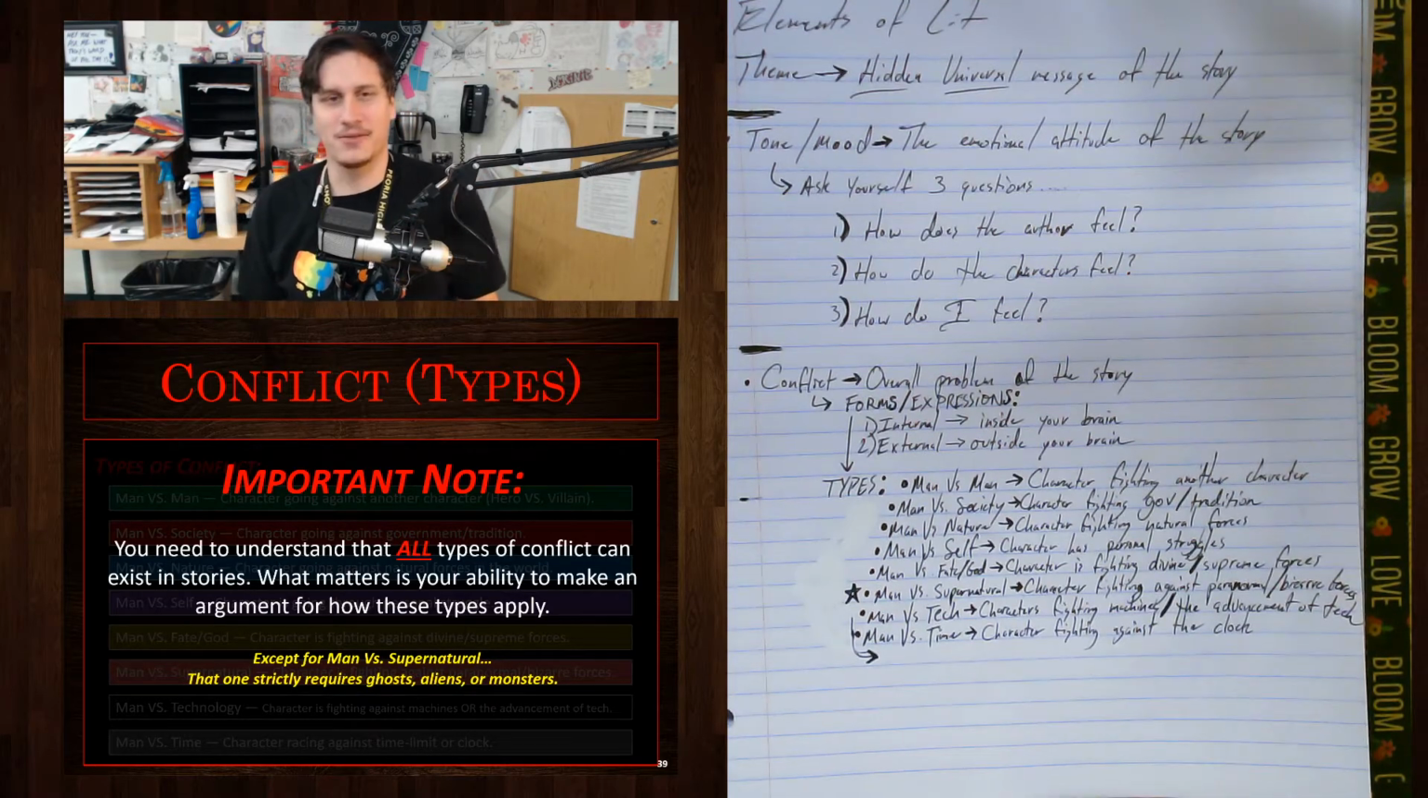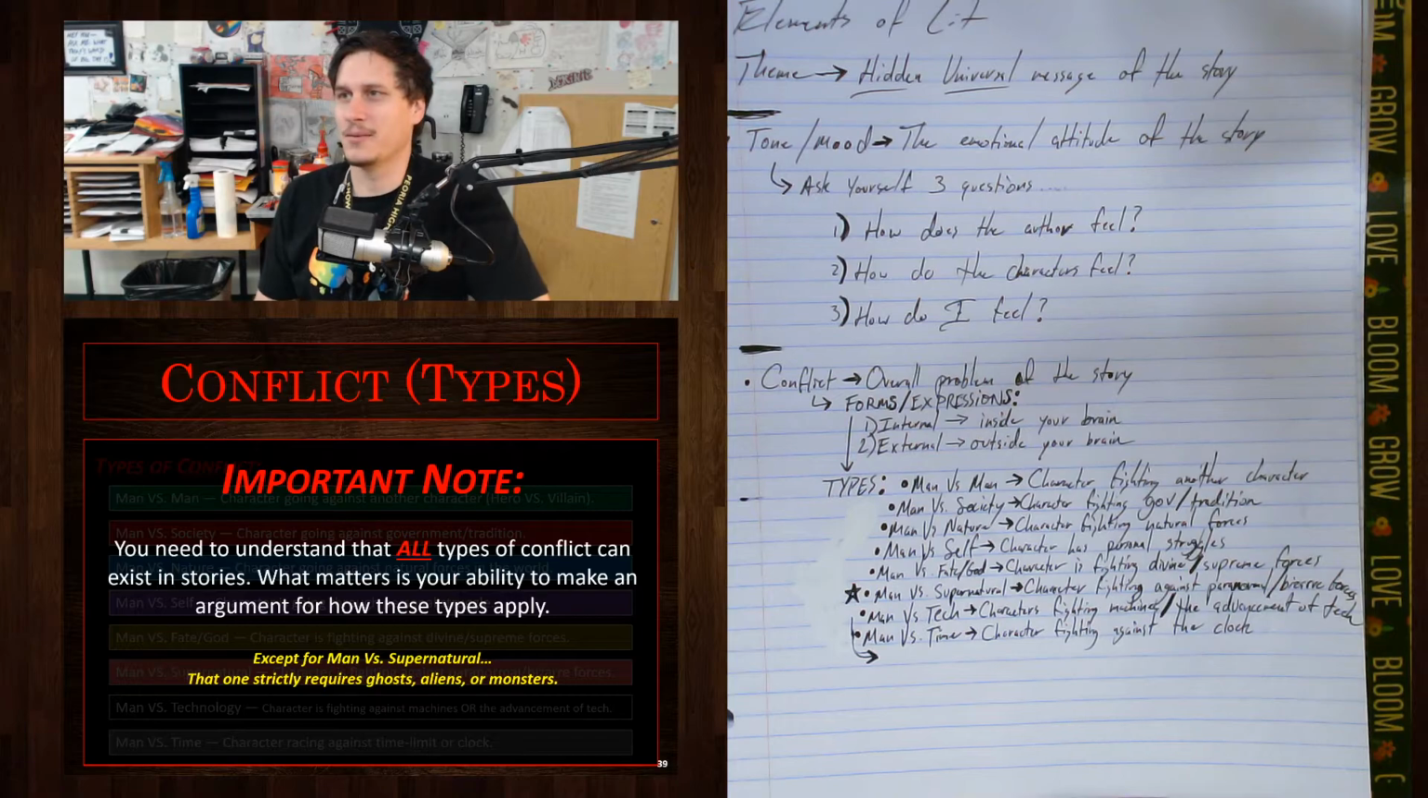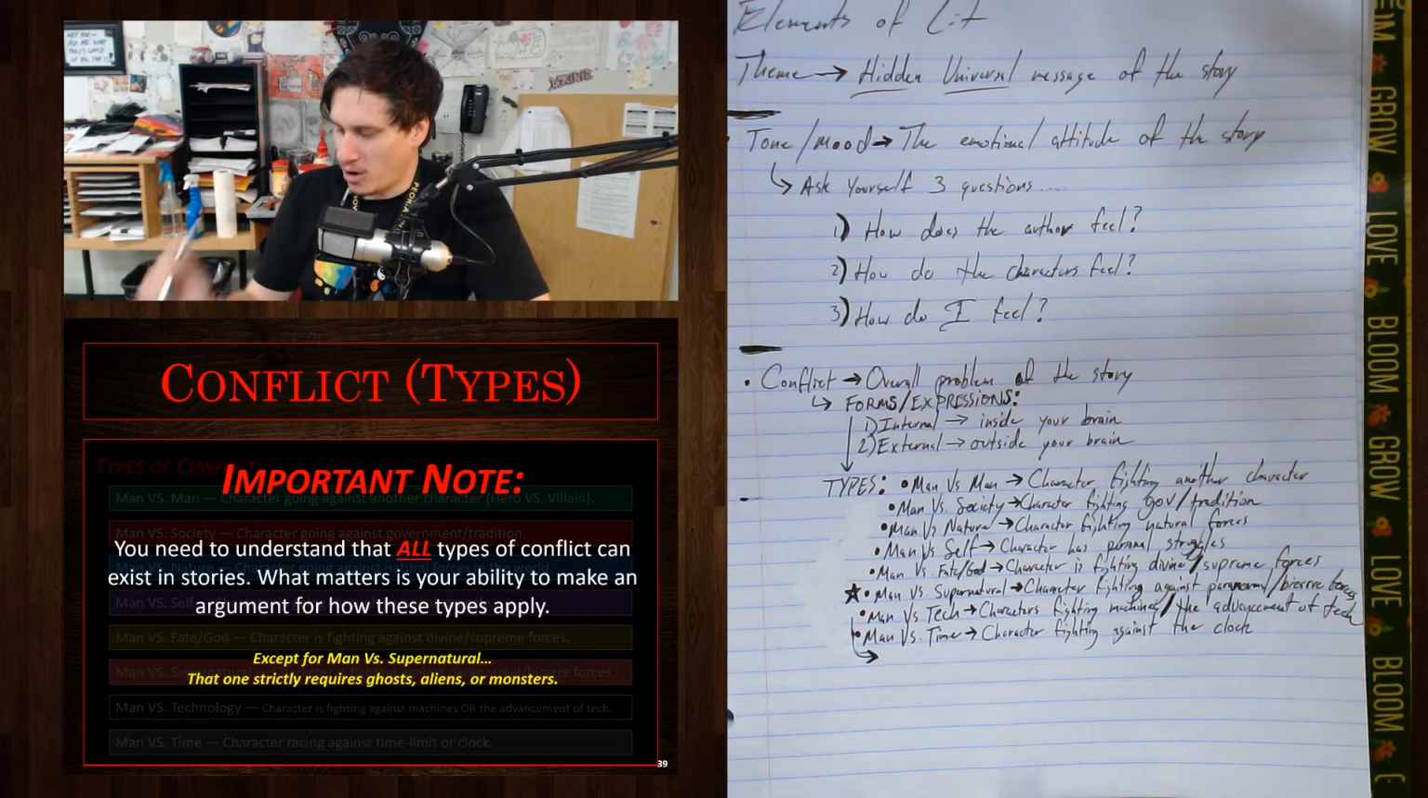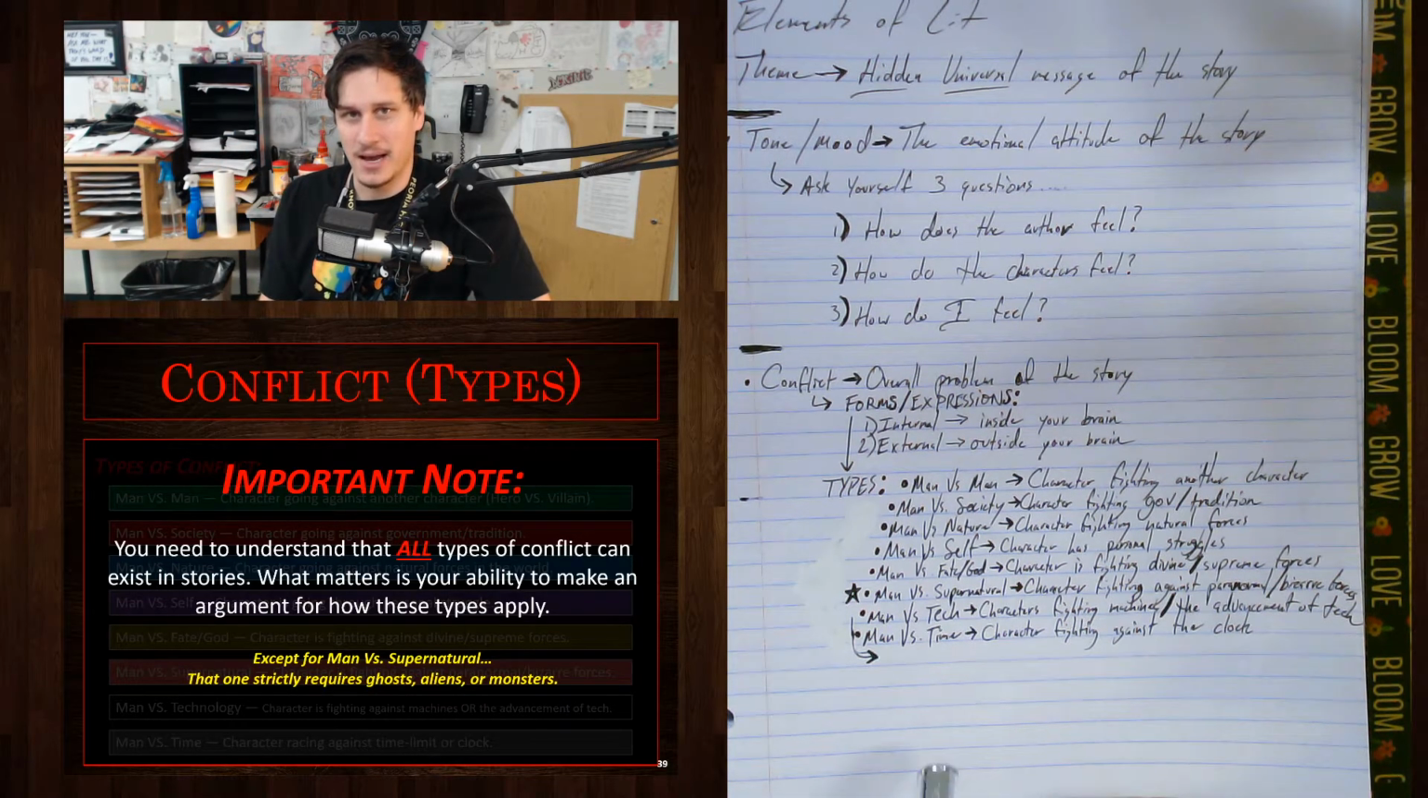All these types of conflict are there. You could do the same thing with Frozen or any other Toy Story film, any other Disney or Pixar film, okay? I hope that makes you understand that all stories have these somehow. You just have to come up with an argument for how they work, okay?